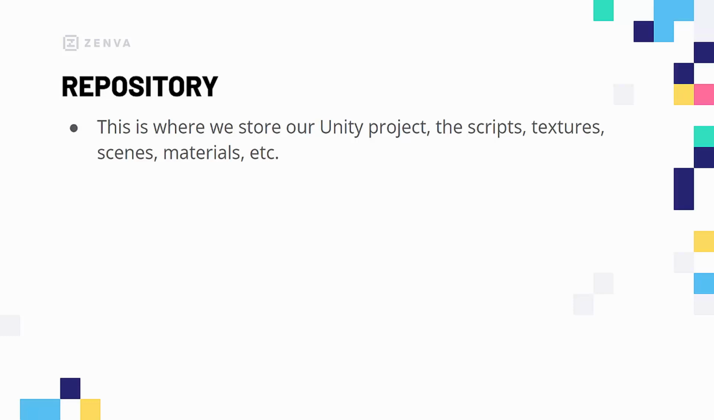Now, this is basically where we store our Unity project, the scripts, the textures, the scenes, materials, etc. Okay, all of our folders. Now, with Unity, we have our folder for our project, and inside of that, all of our files. Now, if, for example, we wanted to have someone else contribute to that project, we could put it on a USB stick or put it on Google Drive and hand it over that way. But a repository in GitHub terms is basically like a file explorer in the cloud that we can then add files to, modify those files, delete files, etc.